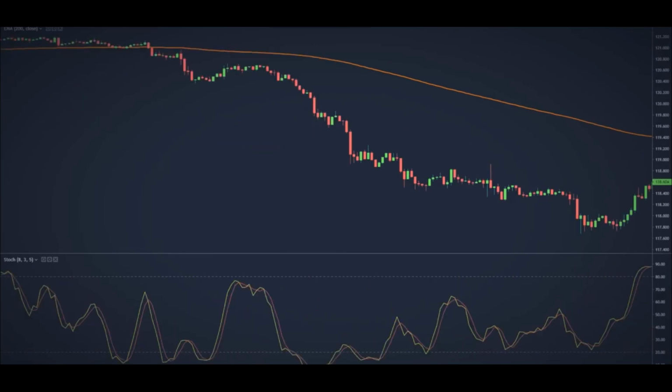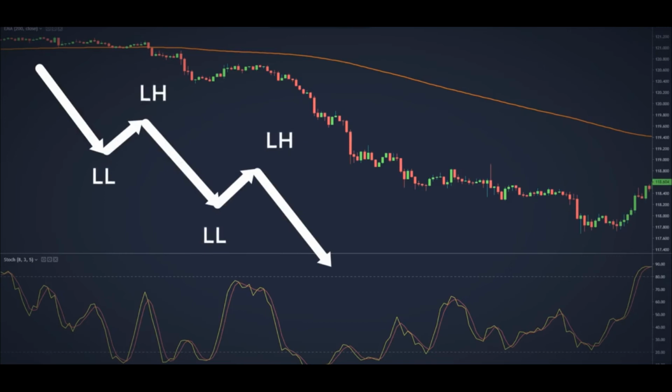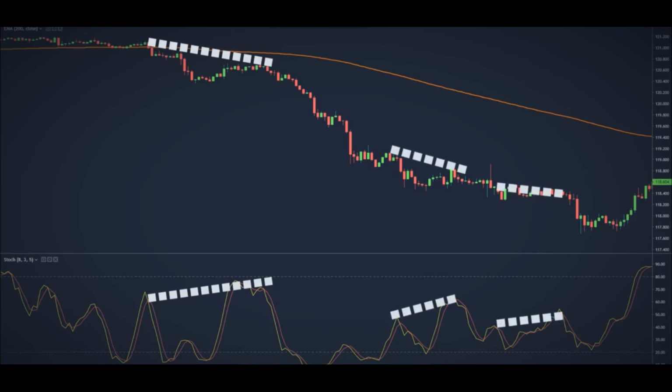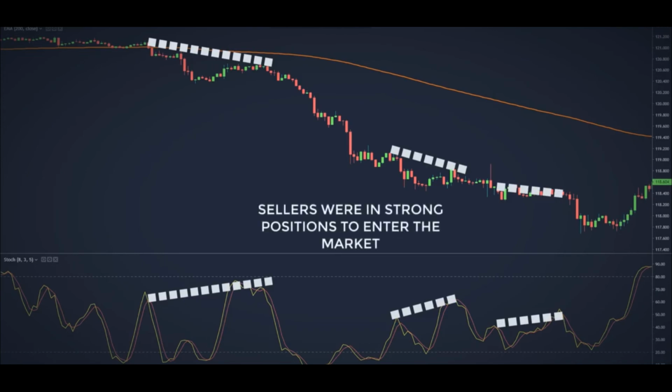Pay attention to this chart. The price action indicated a downward momentum with the price making lower highs. However, despite the fact that the price was making lower highs, the stochastic oscillator recorded higher highs, thus forming a hidden divergence. As you can observe, several bearish hidden divergences occurred during this period, signaling that sellers were in strong positions to enter the market.